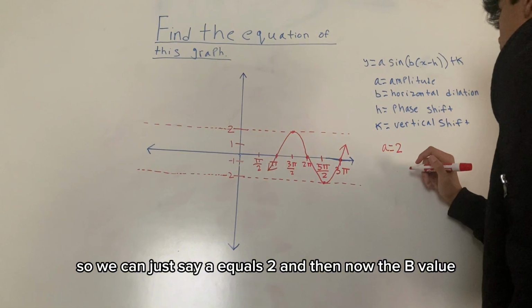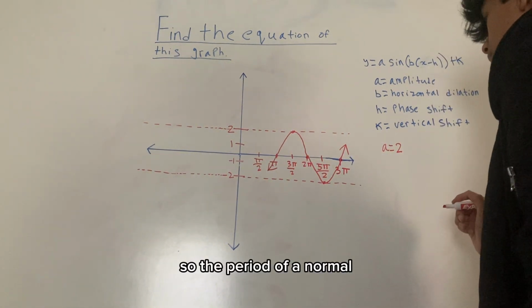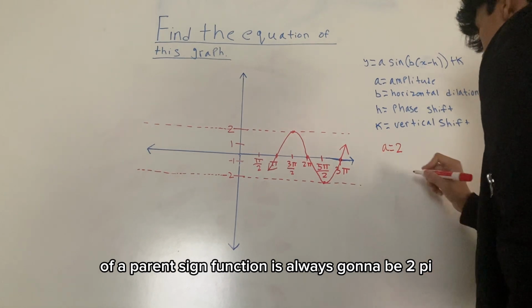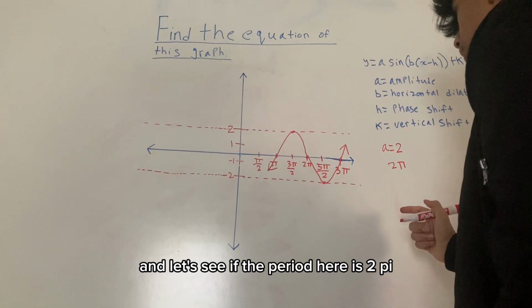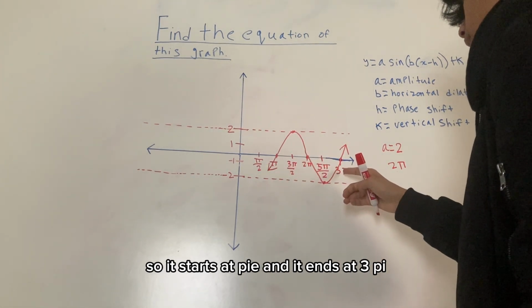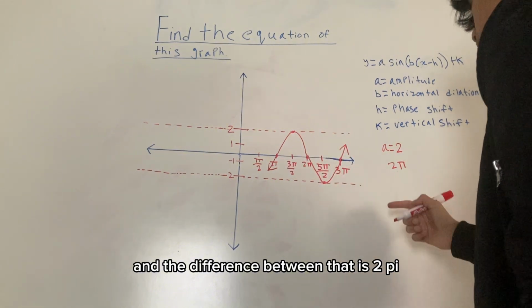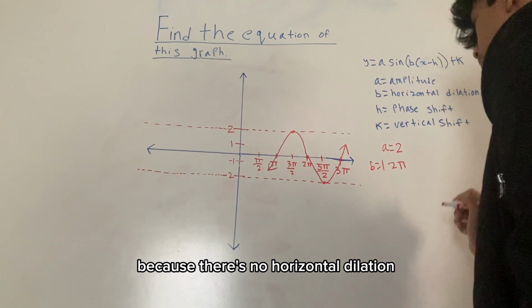And then now the b value. So the period of a parent sine function is always going to be 2 pi. And let's see if the period here is 2 pi. So it starts at pi and it ends at 3 pi. And the difference between that is 2 pi. So that means the b value is just going to be 1, because there's no horizontal dilation.